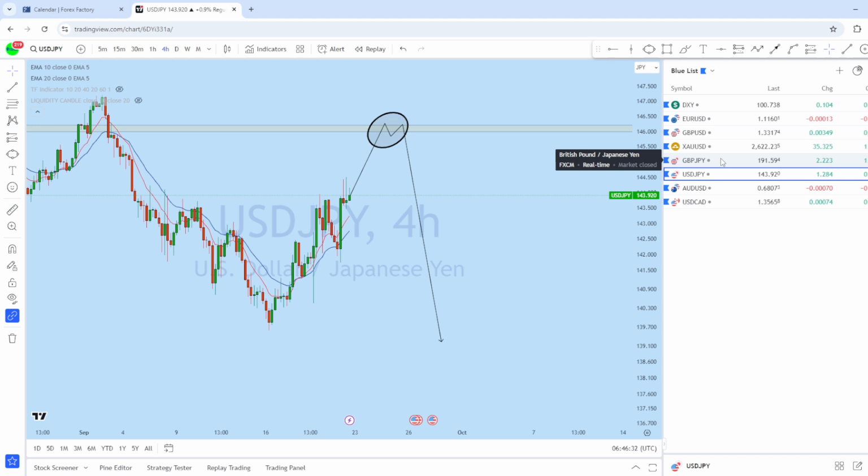Also, we have Aussie dollar and dollar CAD. They're almost moving in the same direction as euro dollar and GBP/USD. In addition to that, if there is any other trading opportunity, I will also be sharing it with you in the live analysis.